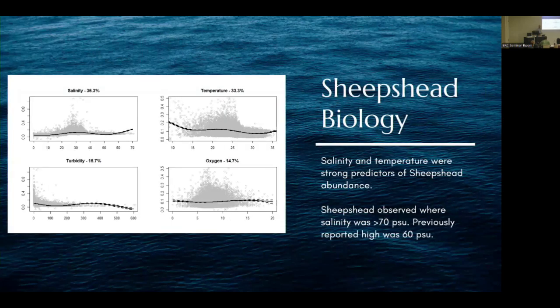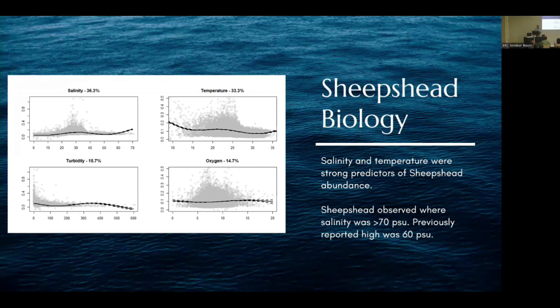This is the output of the boosted regression tree analysis. That highlighted salinity and temperature as the two most important environmental factors influencing sheepshead. Salinity, you'll see they like almost just about full strength seawater. Their abundance seems to peak right around 30. And then temperature, they seem to prefer moderate temperatures. That 20 to 25 range is where we saw a lot of the fish caught.